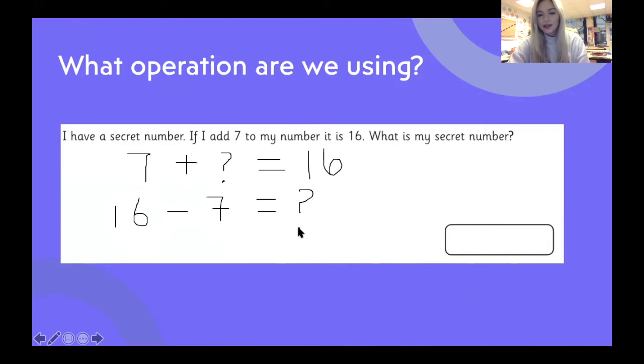Now you can do this in the column method if you want to. So I'm going to let you have a go at that now. Pause the video, have a go at using the column method for subtraction for this question, and we will mark it together in a moment.